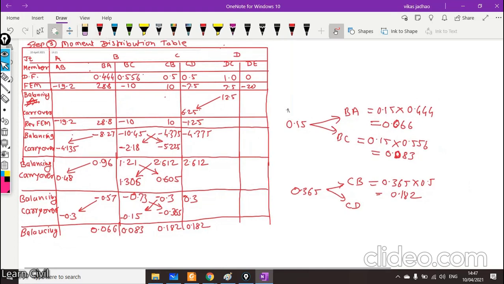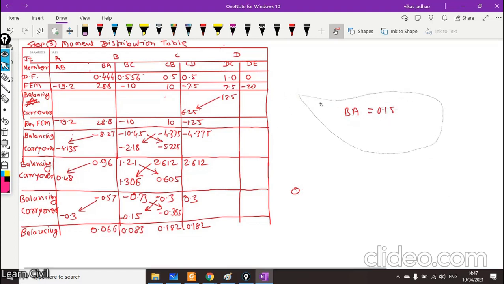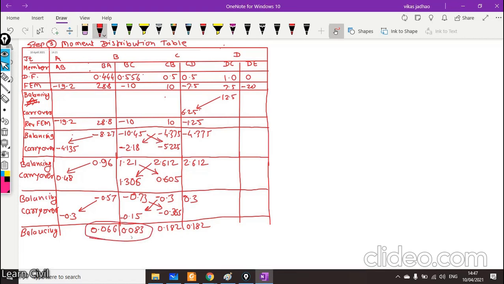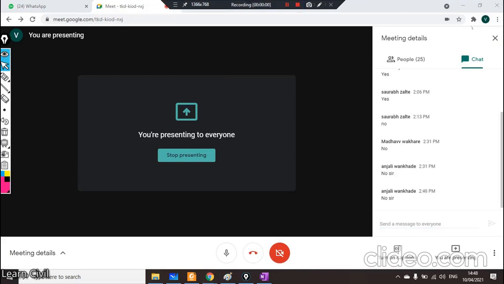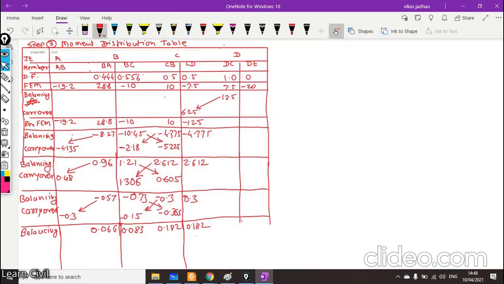So again go for, okay, you can either stop here. You can also stop here, because you can see we are having some negligible moments of 0.066, 0.083 and 0.182 and 0.182. You can also stop here. Otherwise we can also take one more iteration. So we will be going for one more iteration. We can either stop here or we can take one more iteration. So better we'll take one more iteration.